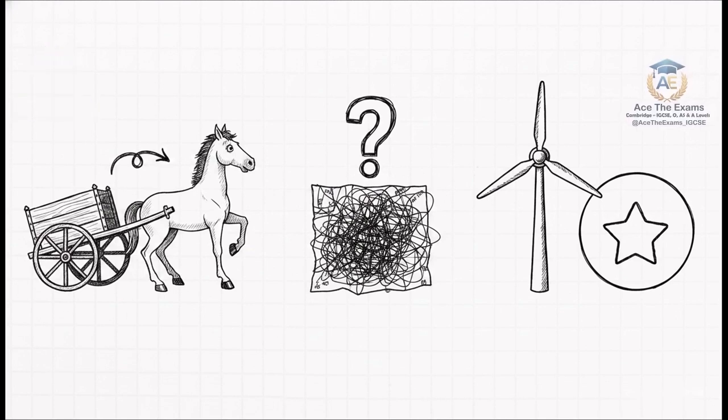Number 1, confusing cause and effect. This happens all the time. Students often write that the kinetic energy caused the work to be done, when in reality, the work done on the object caused the change in kinetic energy. W equals delta E means the work results in the energy transfer. You must be precise with your language.